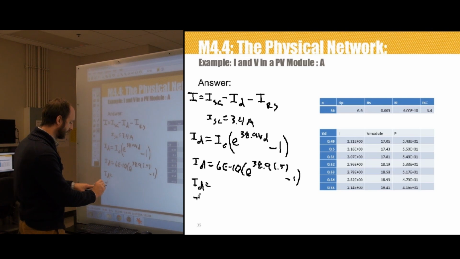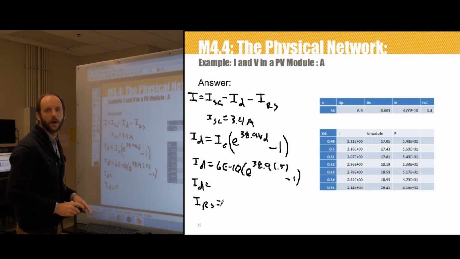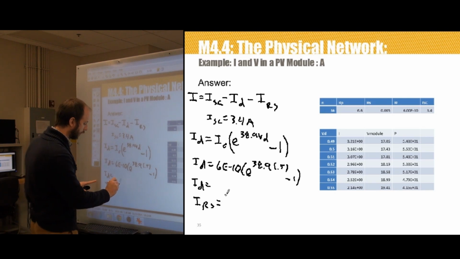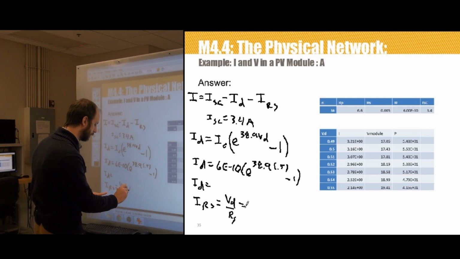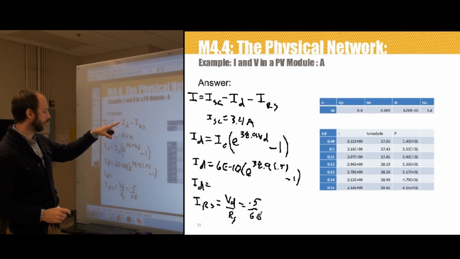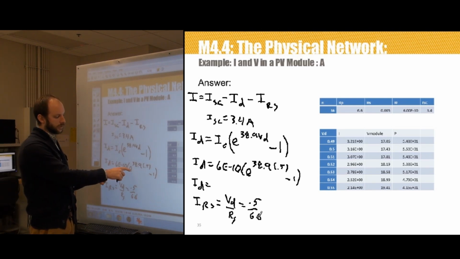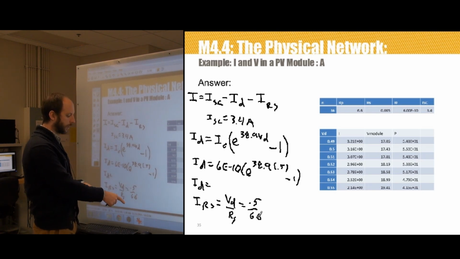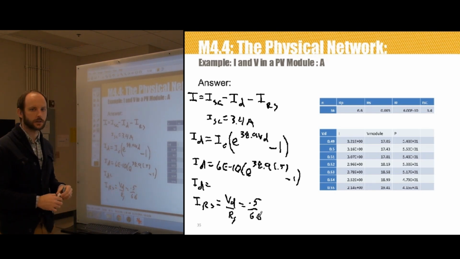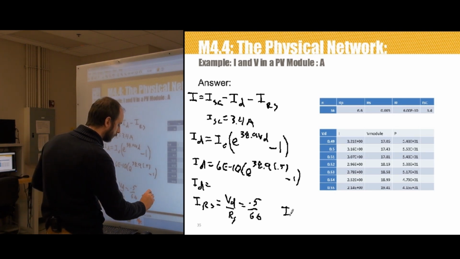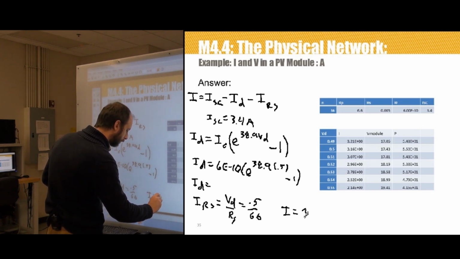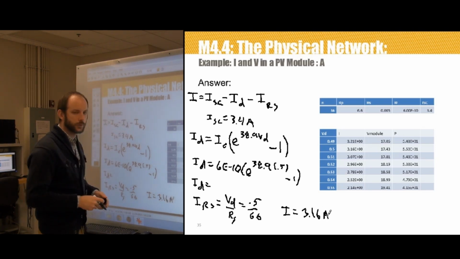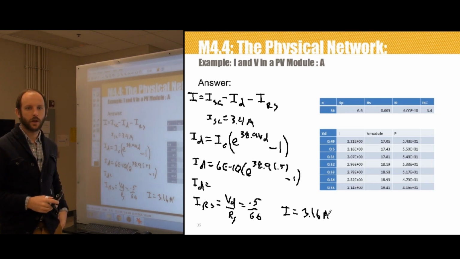Finally, we've got IRS is just equal to the diode voltage VD divided by RP, so that's 0.5 divided by 6.6. So we get I is equal to 3.4 minus 6 times 10 to the minus 10th times e to the 38.9 times 0.5 minus 1, minus 0.5 over 6.6. And we get I is equal to 3.16 amps.